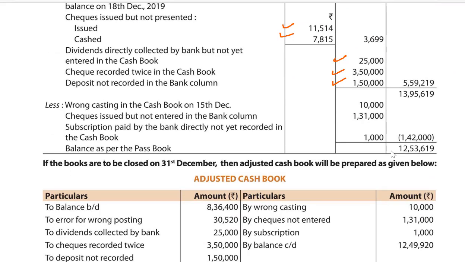Wrong casting in the cash book on 15 December to be deducted. Check issued but not entered in the bank column. So we deduct it now. Subscription paid by the bank directly, not yet recorded in the cash book. We will deduct it now. So balance as per passbook is 12,53,619.